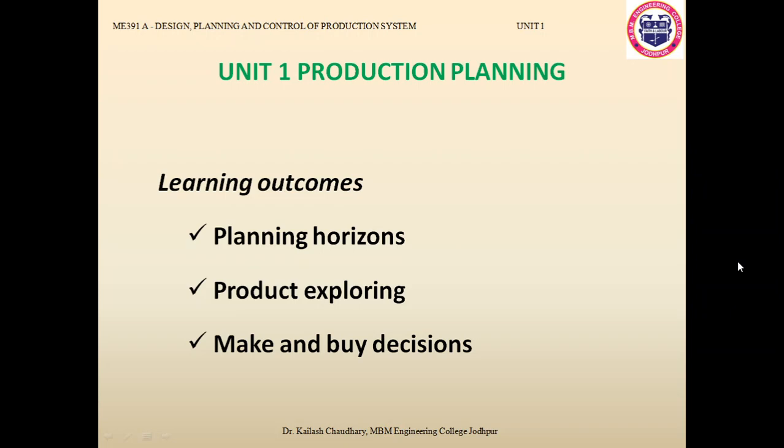This lecture is based on the first unit of the subject, production planning, and once we complete this lecture, the student will be able to understand the concept of planning horizons, product exploring, difference between product and service. Then they will be able to know how to make decision to buying or making a product. So you need to decide as an industrialist which product you need to make and which product you need to buy. So there are several concepts, several procedures, several methods to decide. So we will come to know various methods available for this.